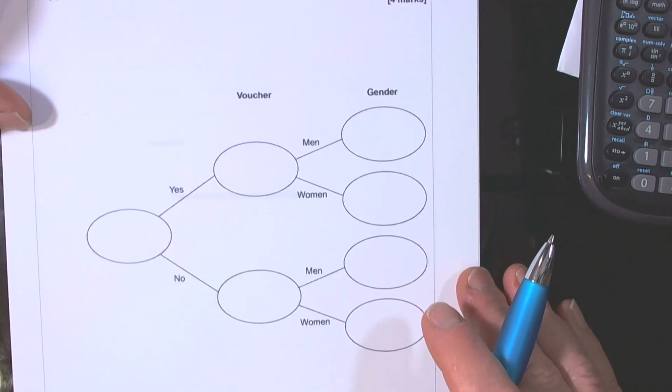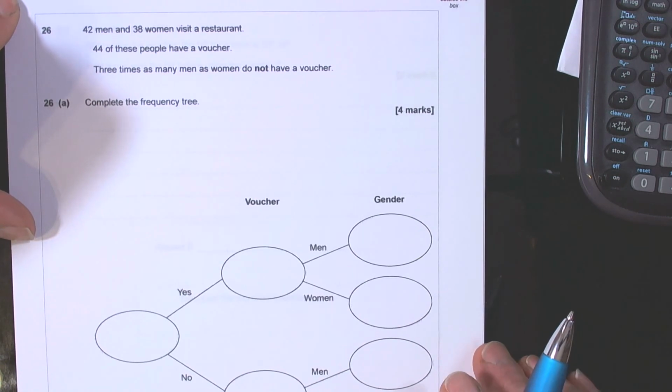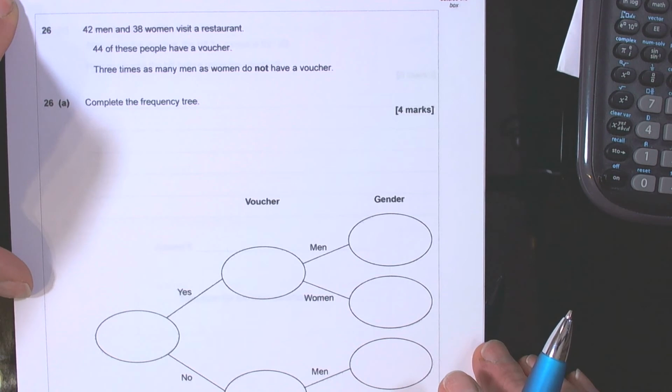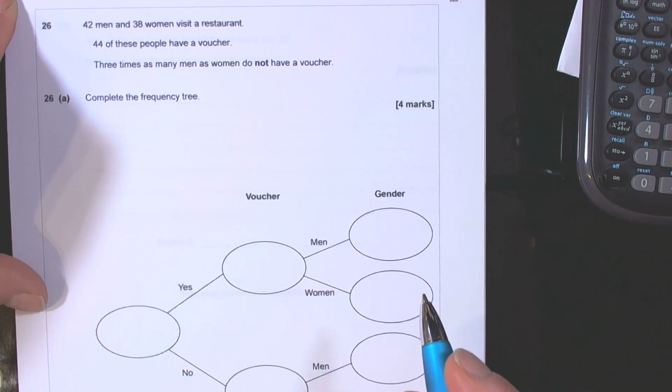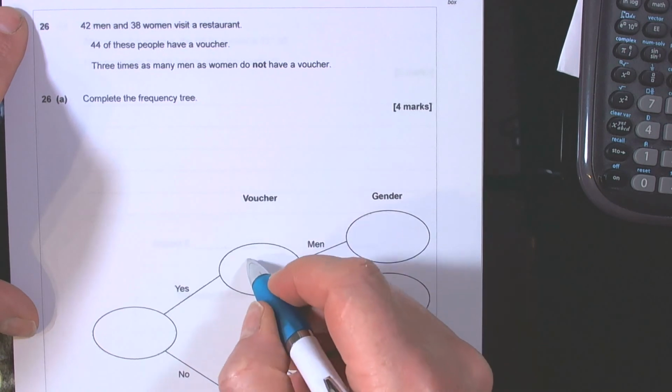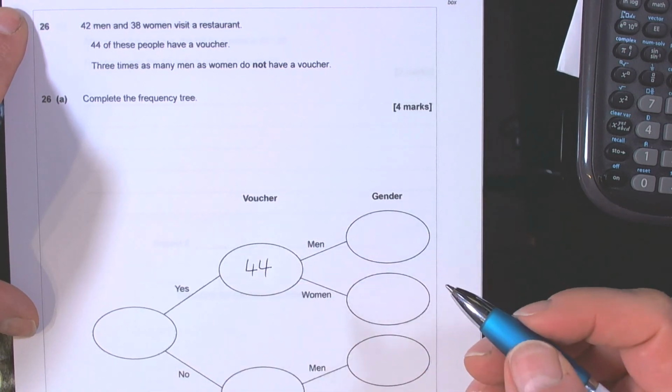Okay, so we've got a frequency diagram to use, and we've been given lots of information. So basically we need to put that information in. So it says 42 men and 38 women. 44 of these have a voucher. Okay, so that's the first bit of information we can put in. So 44 have a voucher.